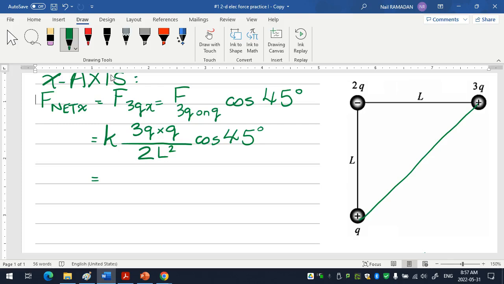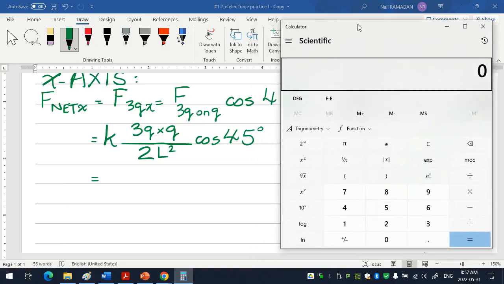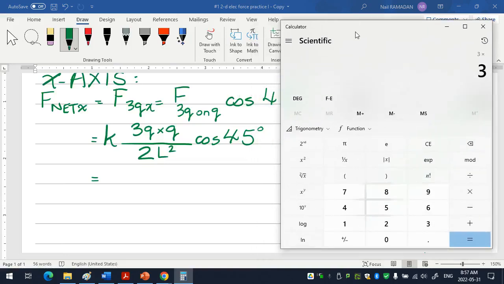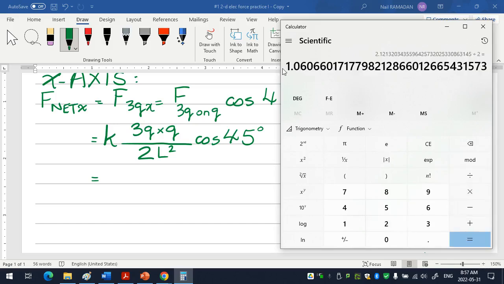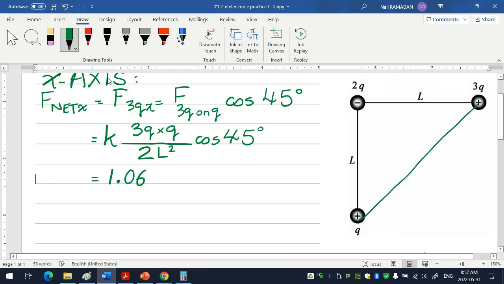3q squared. So let's clean up. 3 times cosine of 45 divided by 2. Let's just get the number done. 3 times cosine 45, which is 0.7, divided by 2. Great, that's it. You might say, whoa, we don't have any sig figs in this situation. Fine, let's take 3 sig figs. So let's just go with 1.06.